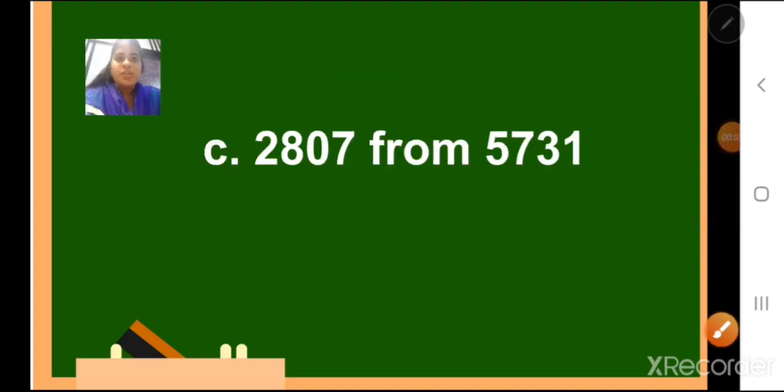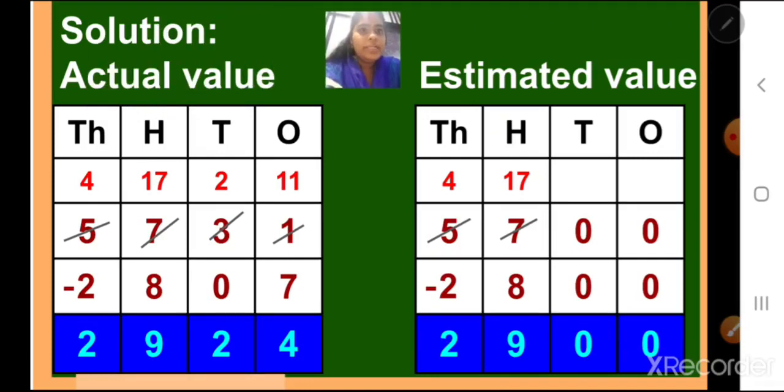Now let us move on to C sum, which is 2807 from 5731. Children, first we have to find the actual value. For finding the actual value, you have to write the numbers in the proper place and then subtract. Now this sum I have already done for you. Please go through it. The difference of 5731 and 2807 is 2924.